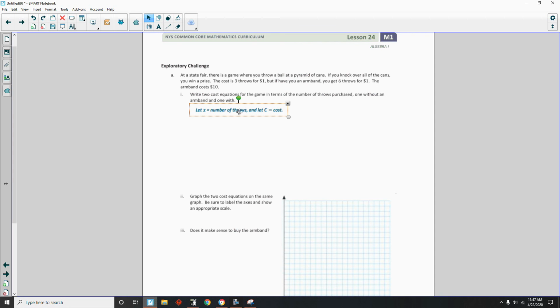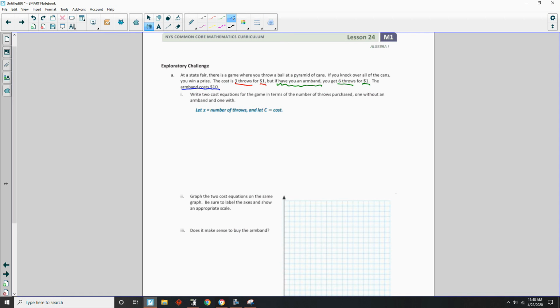Okay, so we're going to let X equal the number of throws and let C equal cost. Alrighty, so here we go. Let's choose red for starters. And let's just underline stuff that matters. The cost is 3 throws for $1, or 6 throws for $1 if you have an armband. Okay, the armband is $10. So there's all the information we need to do this problem.